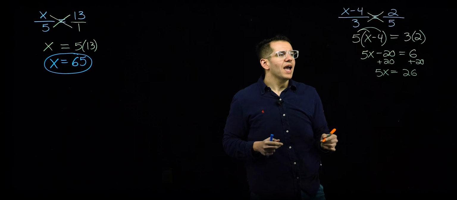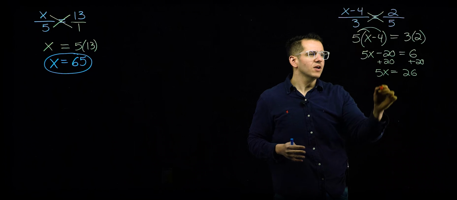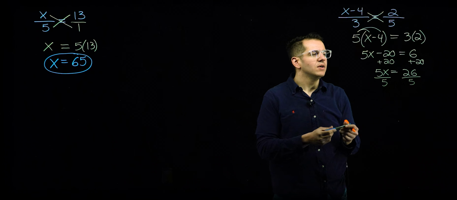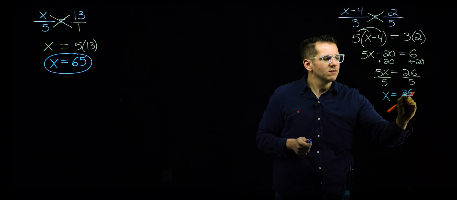And then to get x alone from here, we're going to divide by the number that's multiplied out front. So we'll divide each side by 5 to get x equals 26 fifths.